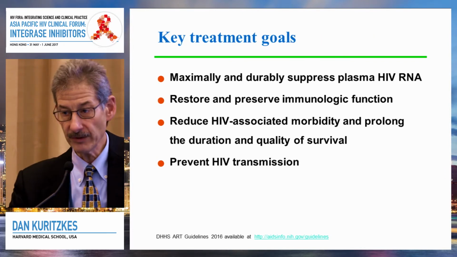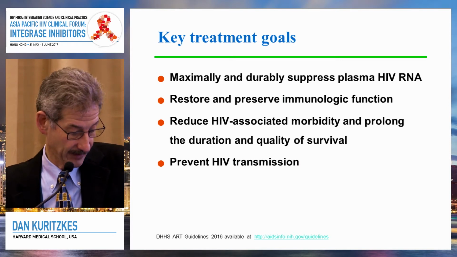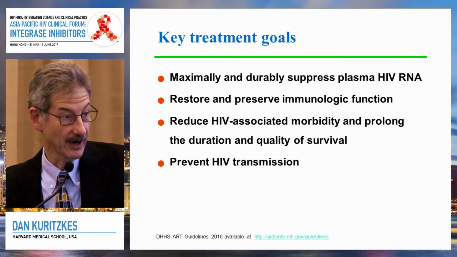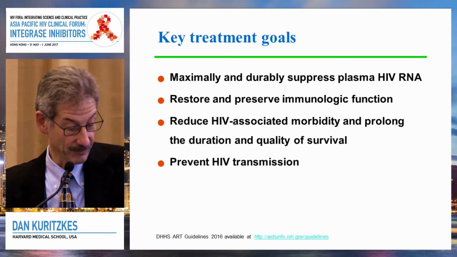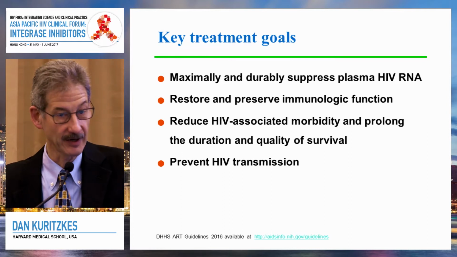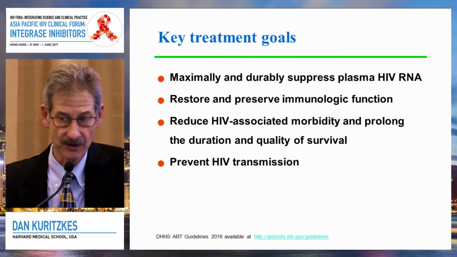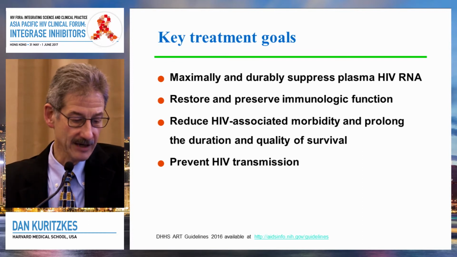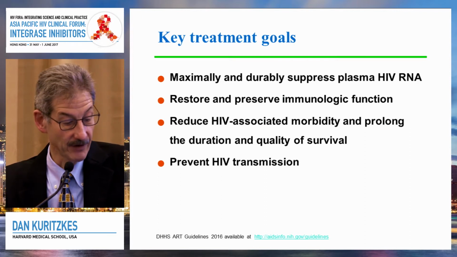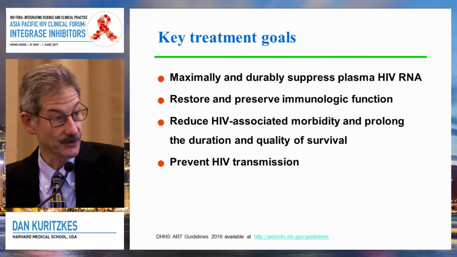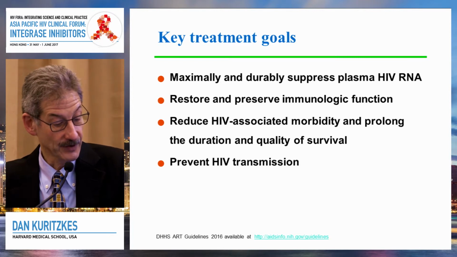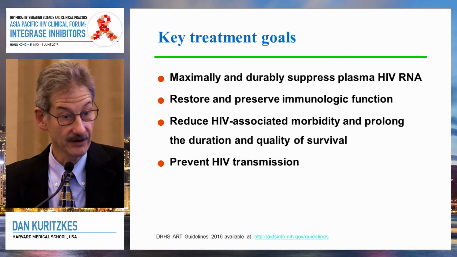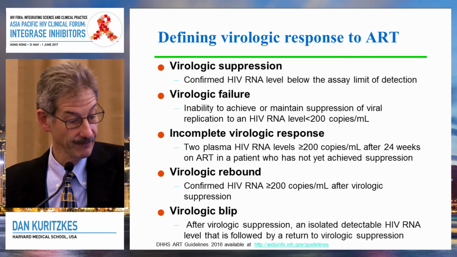So the key treatment goals, as listed by the DHHS Antiretroviral Treatment Guidelines panel in their most recent update that's now about a year old, and the next update is expected sometime this summer. But these are goals shared by guidelines from around the world, and that is treatment should maximally and durably suppress plasma viremia. The goal is to restore and preserve immunologic function, to reduce HIV-associated morbidity and prolong the duration and quality of survival, and of course, to prevent HIV transmission.